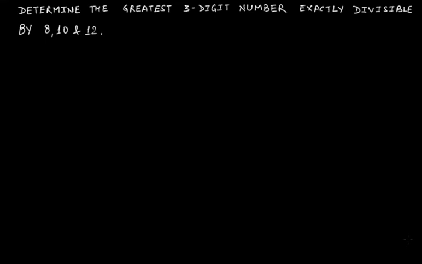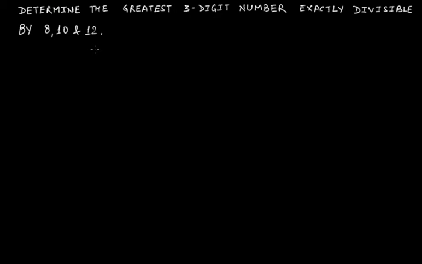Determine the greatest 3-digit number exactly divisible by 8, 10 and 12. You have to find the greatest 3-digit number possible that is exactly divisible by 8, 10 and 12. That is, when you divide that number by 8, 10 and 12, you should not get any remainder.